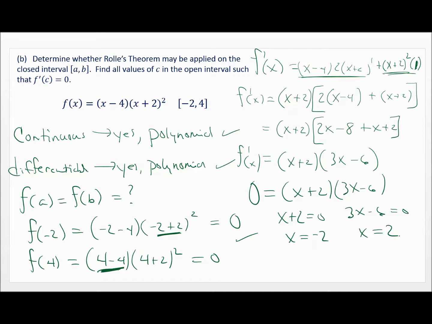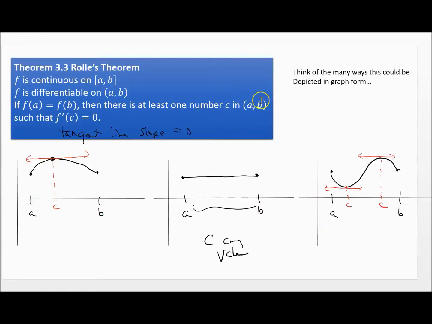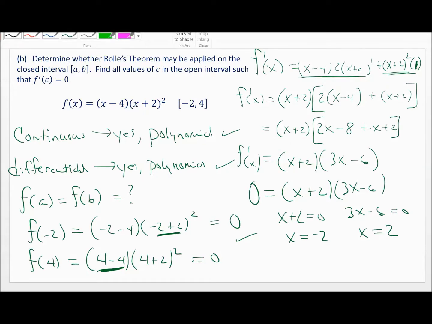Okay. Now, negative 2, Rolle's theorem says on the open interval, look right here, it says a C between A and B, between A and B. So when I go back and look at our work right here, this value doesn't really count because that's not between negative 2 and 4. This guy right here, that's our winner. That is between negative 2 and 4. Okay? So our answer is C equals 2.